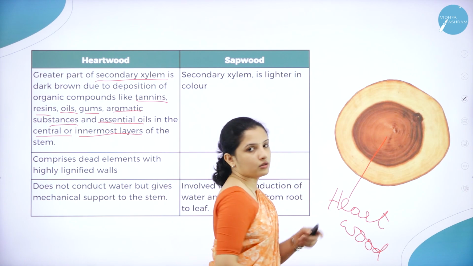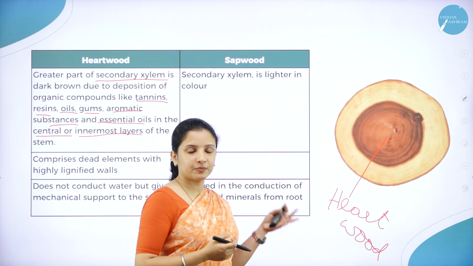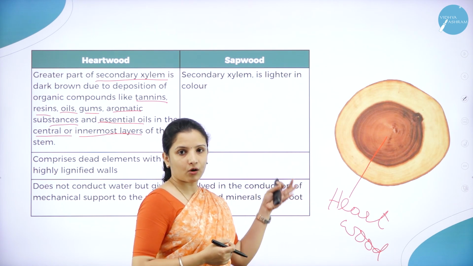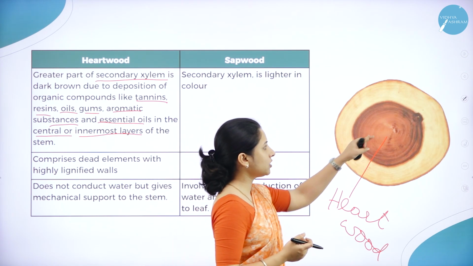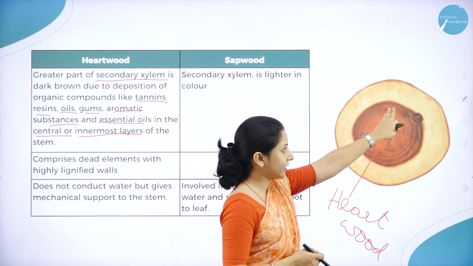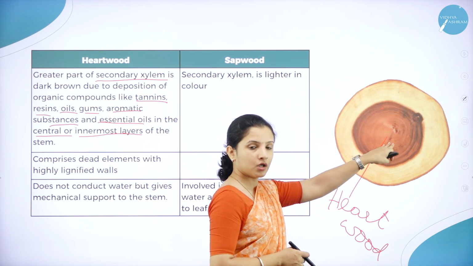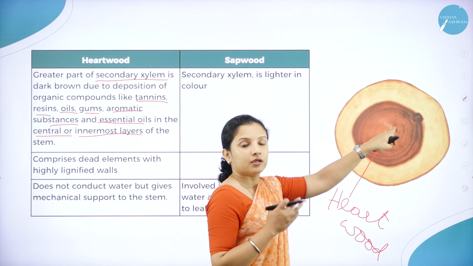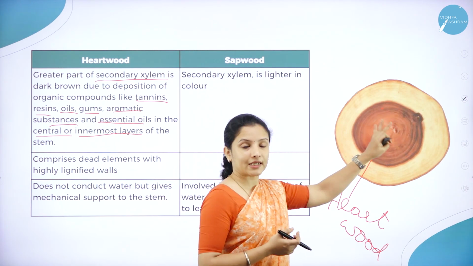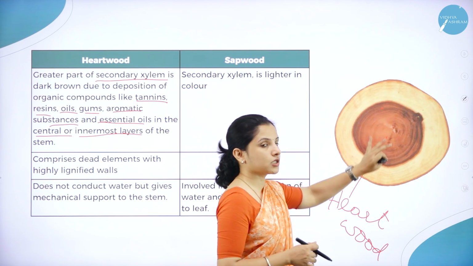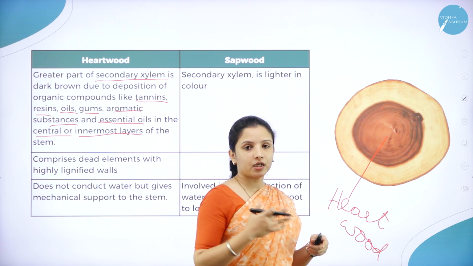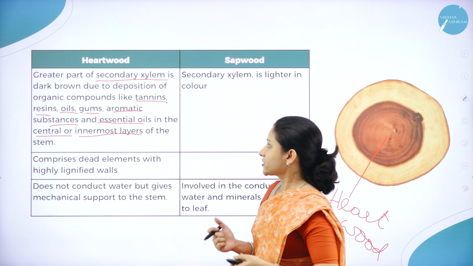It is not seen in all species of plants, but it is seen in those species which have all these organic compounds in abundance. So you have the heartwood. In this heartwood, more secondary xylem is present in this region, and therefore it is dark in color. It is not because of the presence of excess xylem elements that it is dark in color. Secondary xylem is present in this region, but it is darker because of the presence of the organic compounds which I have mentioned here.